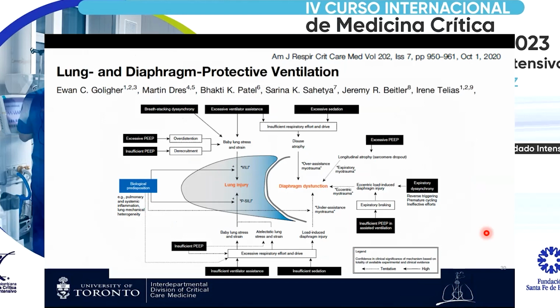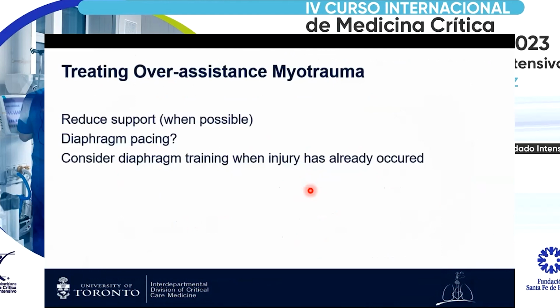I showed this slide the other day as another reference, thinking about all the different factors you have to go into in preventing ventilator-induced lung injury, prioritizing these first probably, and then turning your attention to diaphragm dysfunction. So over-assistance myotrauma, that is, you've checked the patient's efforts and they're not really making much effort, if any. They have very small efforts. If you ultrasound their diaphragm, it's hardly moving. Their P.1 is very low. Their occlusion pressure is very low.